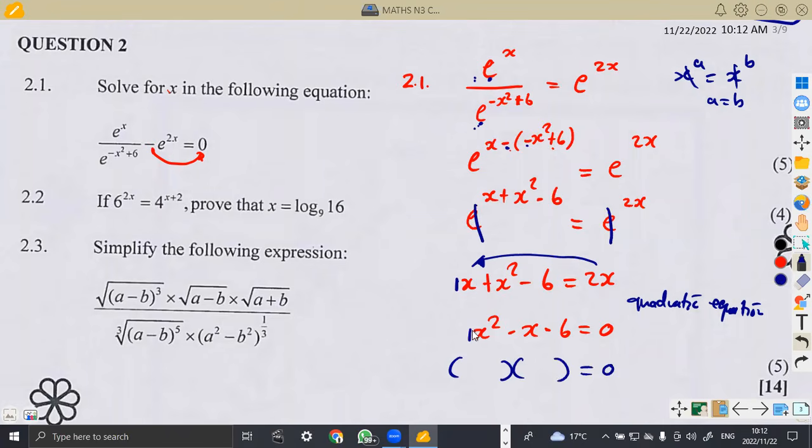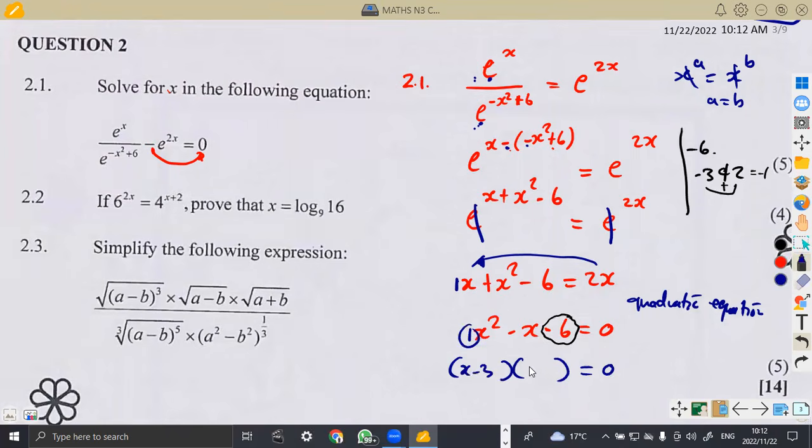And from these brackets, because the coefficient of x squared is 1, what are the factors of negative 6? And these factors, if we add, we are supposed to obtain minus 1. So we've got minus 3 and 2. If you multiply these two, you get negative 6. If we add, we get negative 1. So these are the factors that we are going to have. That's minus 3 and 2.